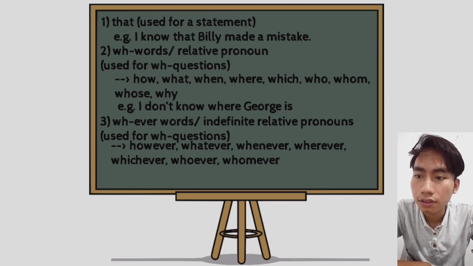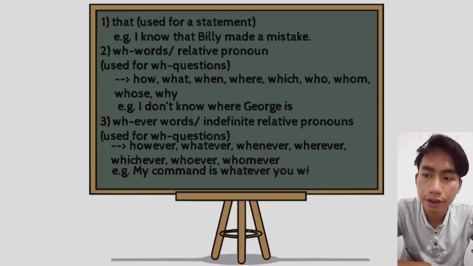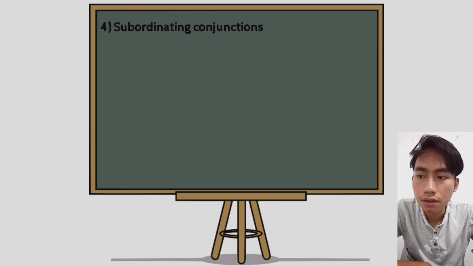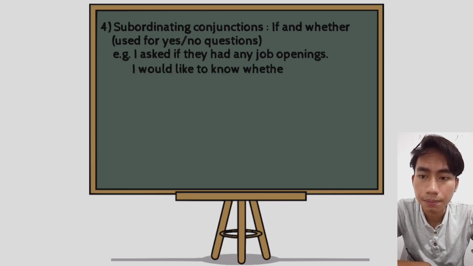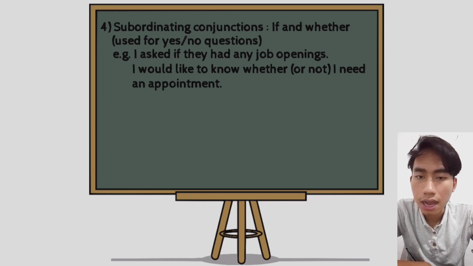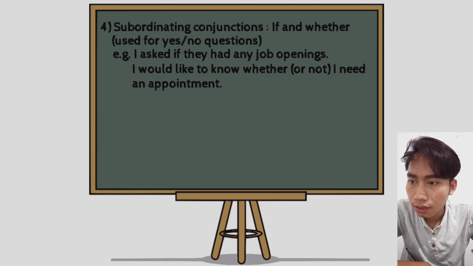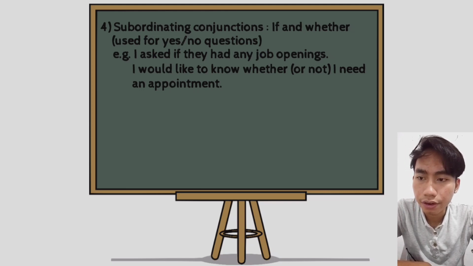And the last one is subordinating conjunctions, if and whether. They are used for yes or no question. There is a difference between if and whether. Whether is preferred in formal English. Whether implies choice among the alternatives rather than a strict yes or no decision. For instance, "I asked if they had any job openings," and "I would like to know whether or not I need an appointment."